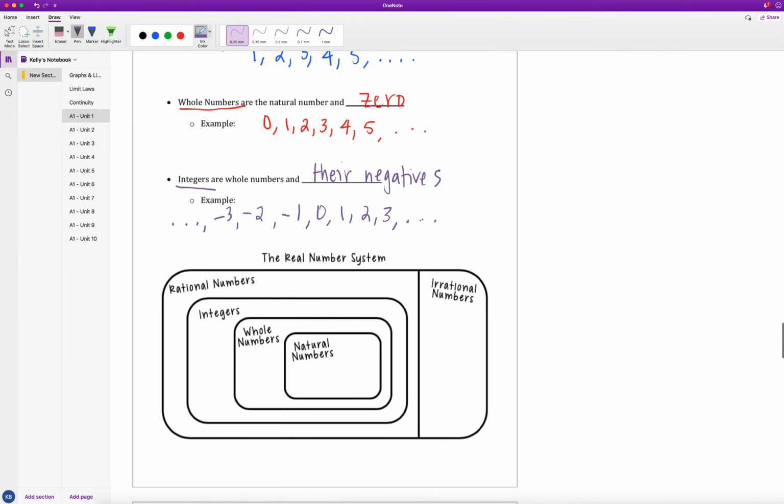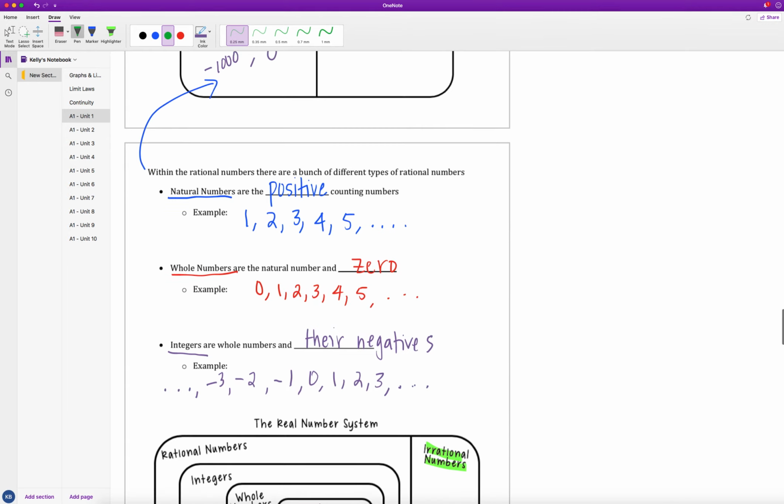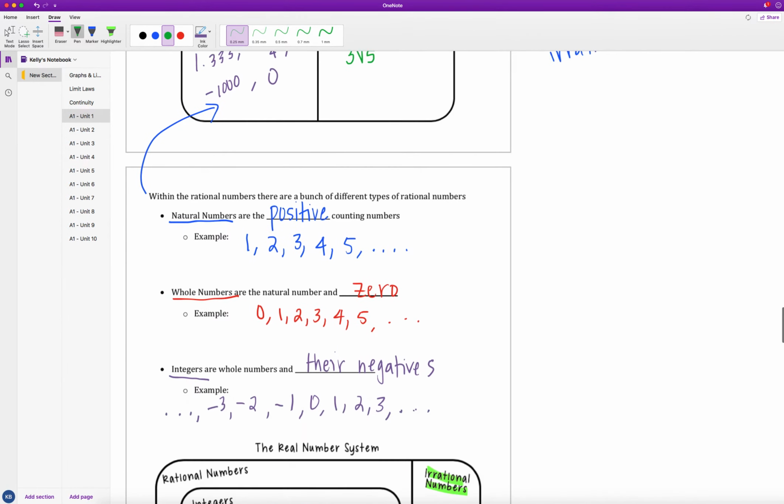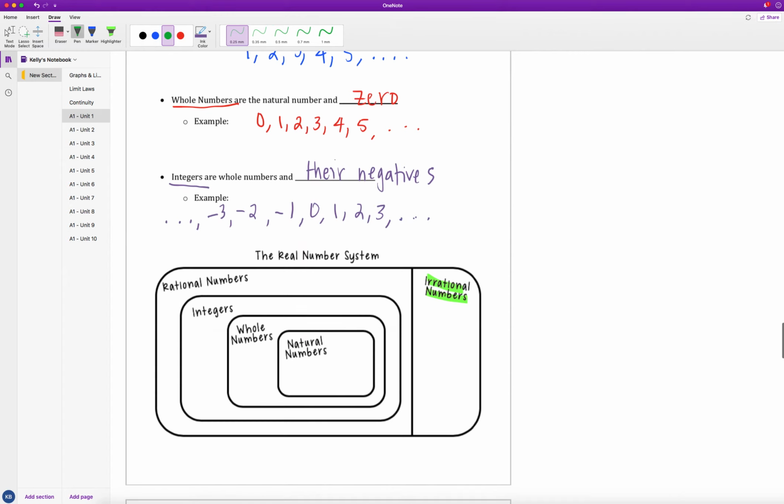But really, I can continue to break apart those rational numbers. If I pull this back out, our irrational numbers haven't changed. So why don't we list all of those that we had prior? What did we have up here? We had pi, square root of 2, and 3 square root of 5. I'm going to list those down here. So our irrational numbers, I still have some of the same examples: pi, square root of 2, 3 times the square root of 5.